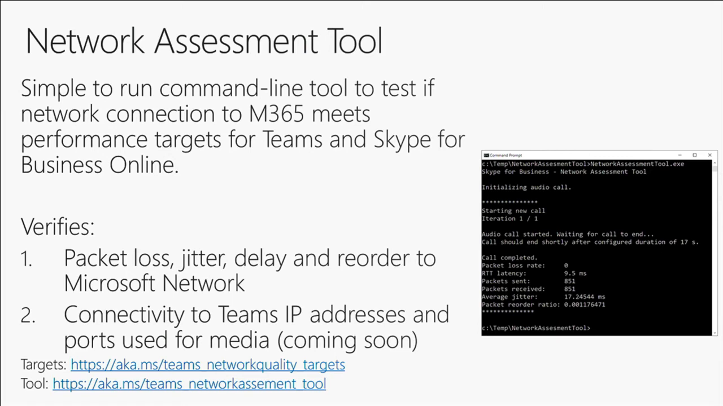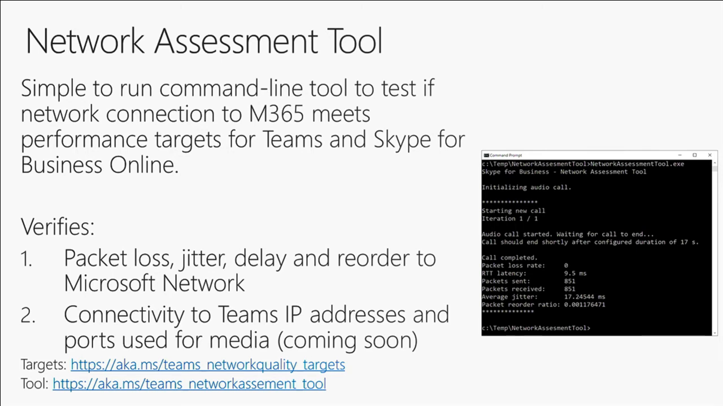So what we've done, we published a set of network targets that said your connection from your network needs to meet these targets to have a high quality Skype for Business or Microsoft Teams experience. So we published the targets. We have a great set of partners who have built network assessment tools that help you assess against those targets. We've also provided our own simple to use command line tool that does a health check against those targets. And that tool is a command line tool.